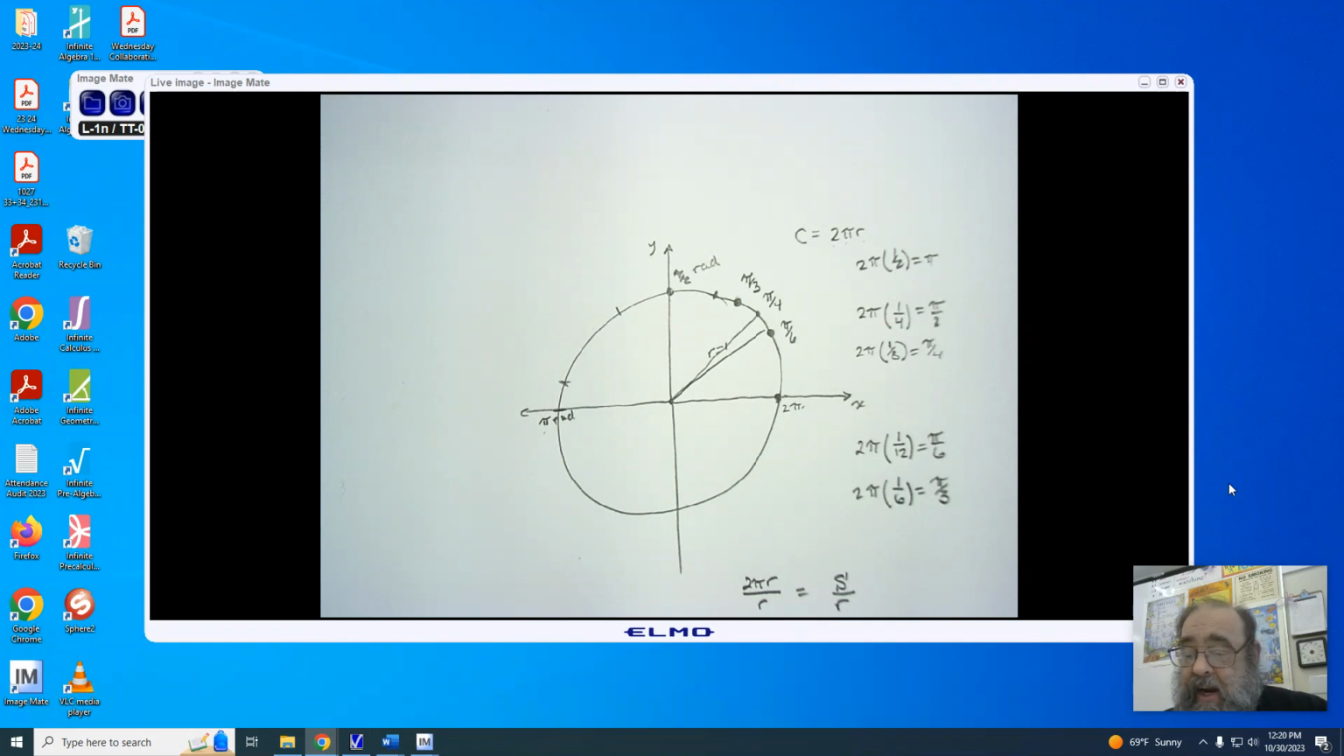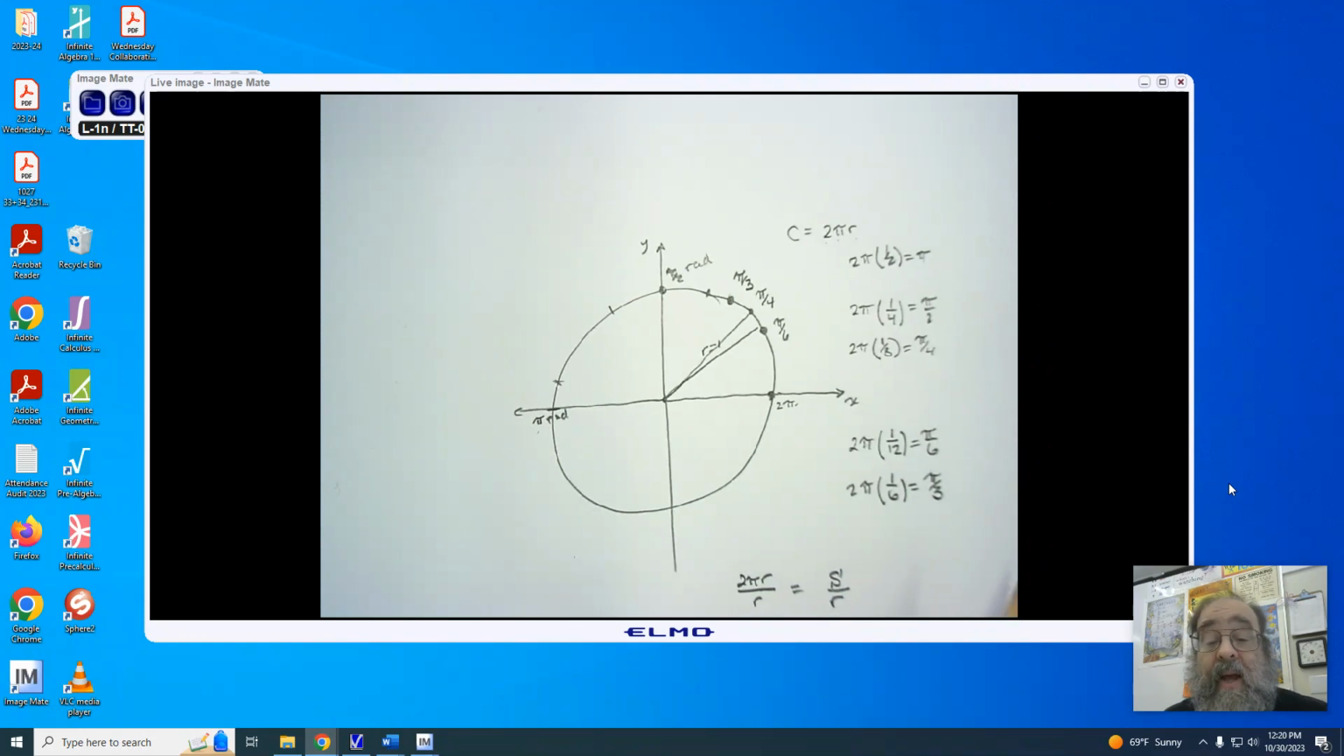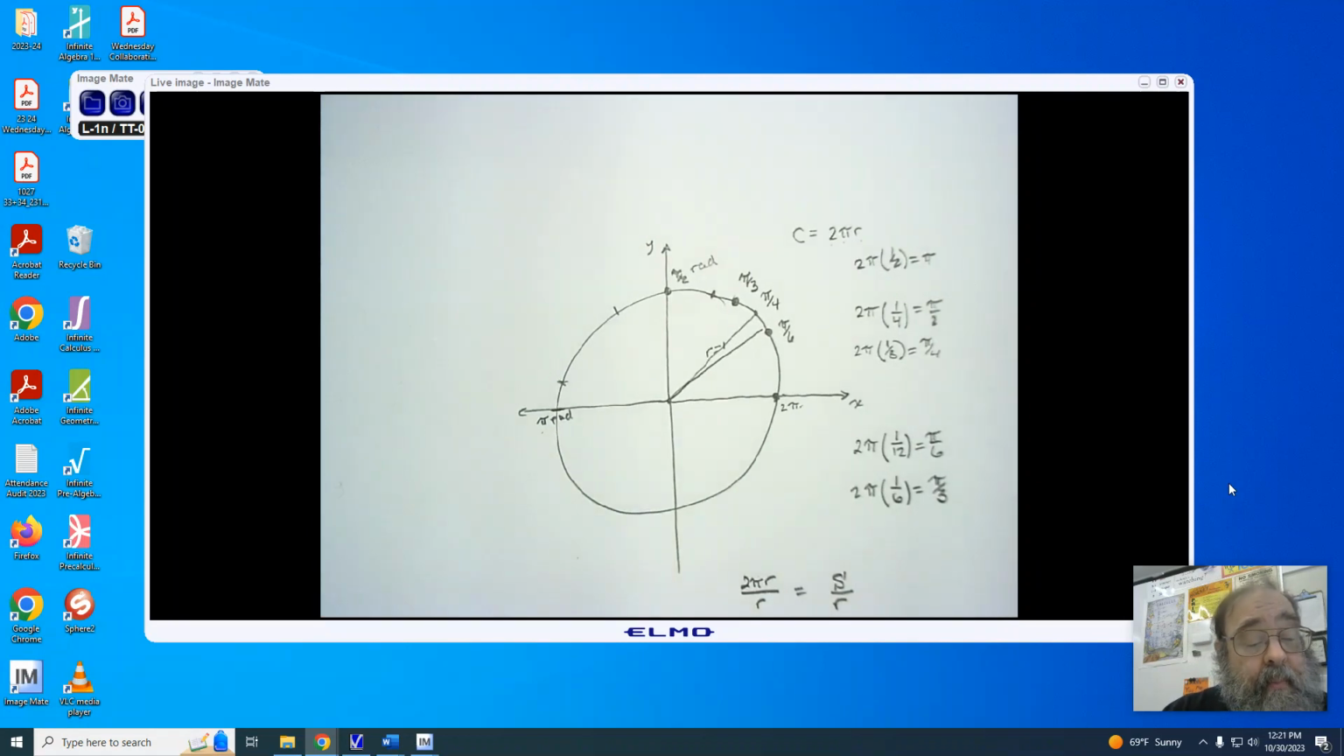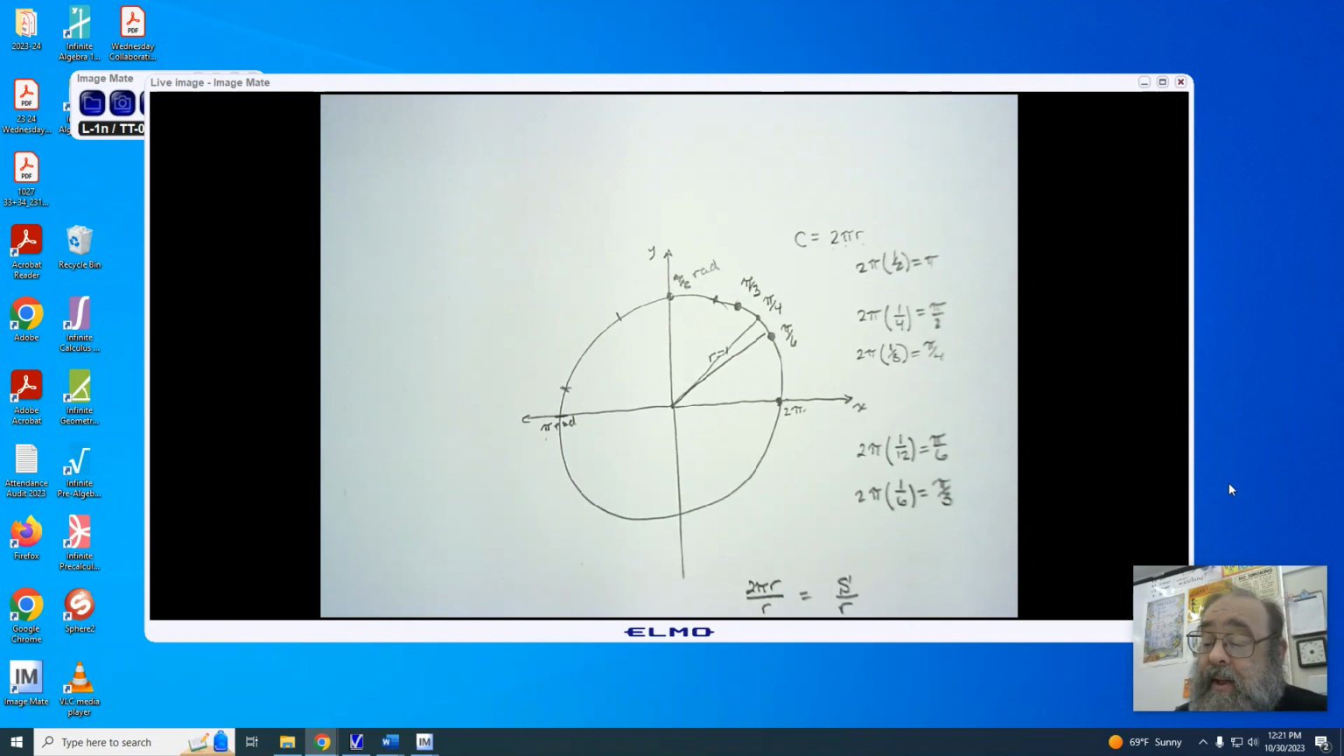Alrighty, I hope that made sense to you, as we are going to be using radians in AP Calculus next year, and we'll be using radians throughout this year.